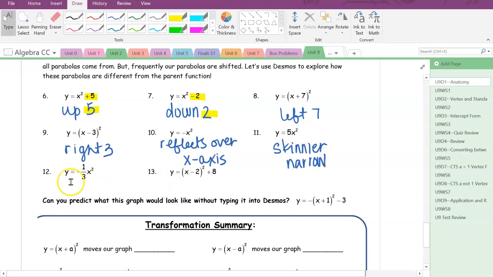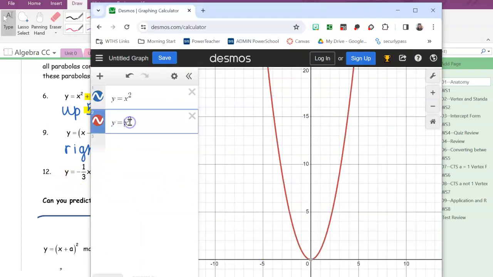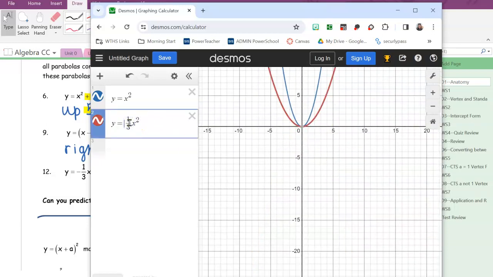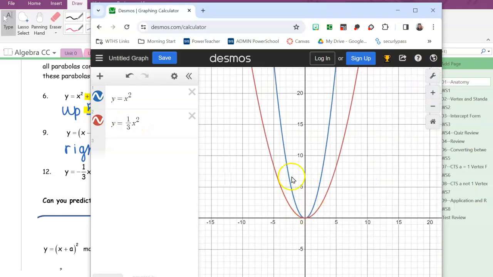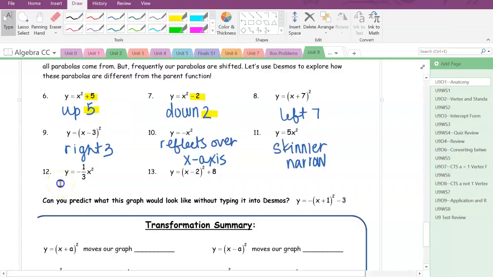All right, 2 more to try. We have negative 1/3 x squared. And this actually does 2 things. Take a look. If I take out the negative, you should notice that the red is much wider. It didn't move it, but it is wider. And when I put the negative, it also is going to flip it over. So it's wide and reflected.